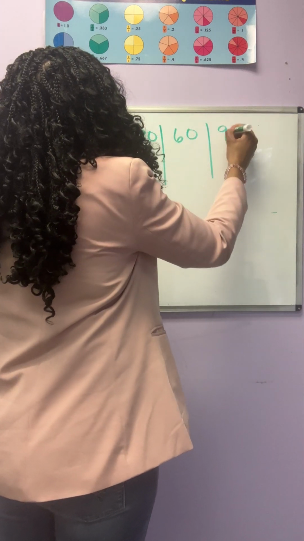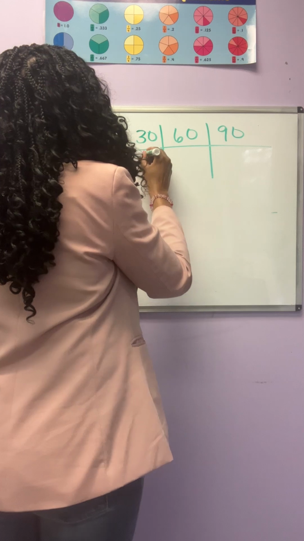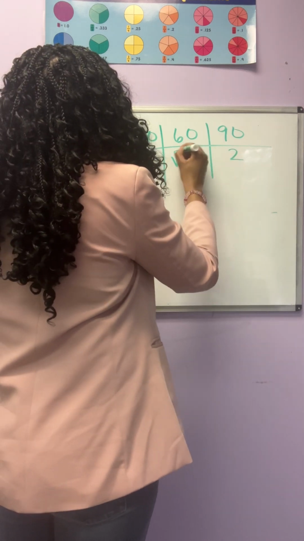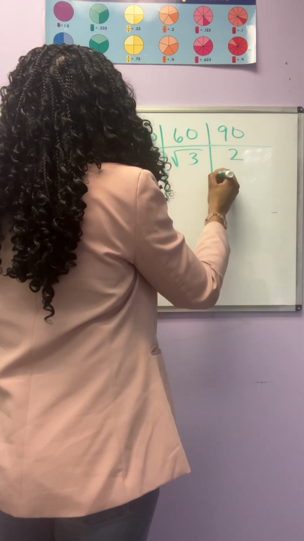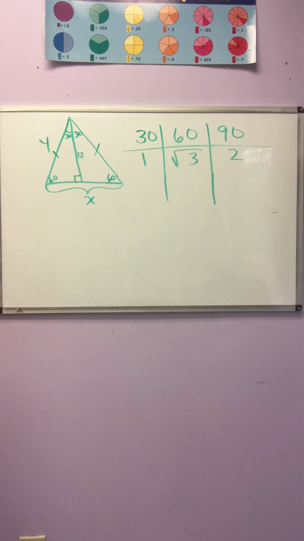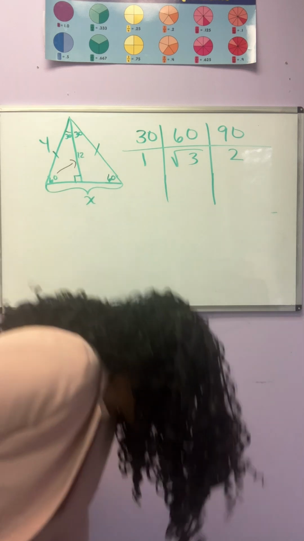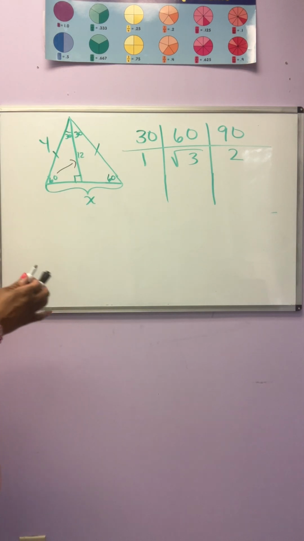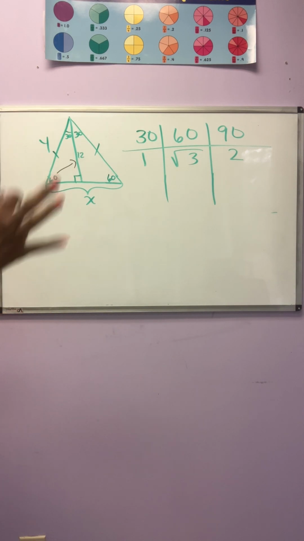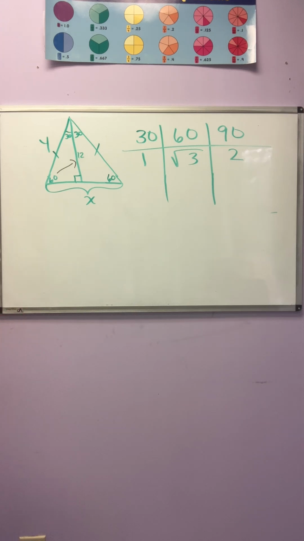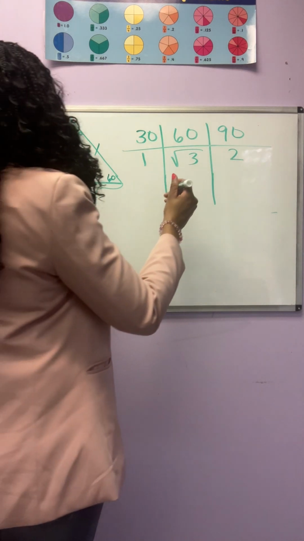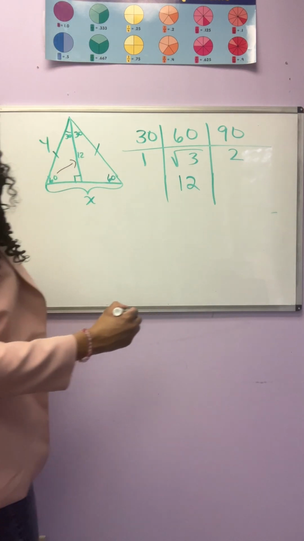So remember our rule for 30, 60, 90: when this is 1, this is 2, and this is square root of 3. Now this time they have given me the leg that's actually across from the 60. So we have to pay close attention. This is across from the 60. Just look and see where it is, exactly across from, and that's across from the 60. So the leg across from the 60 is 12.